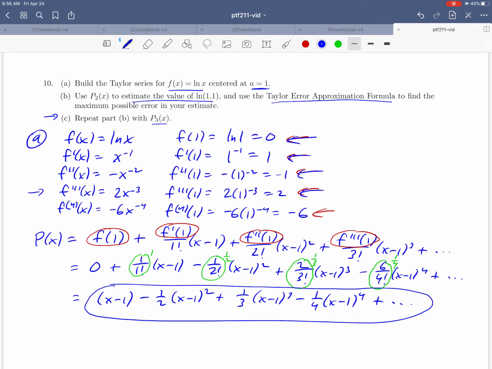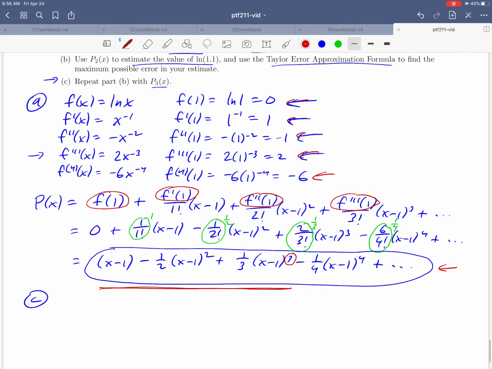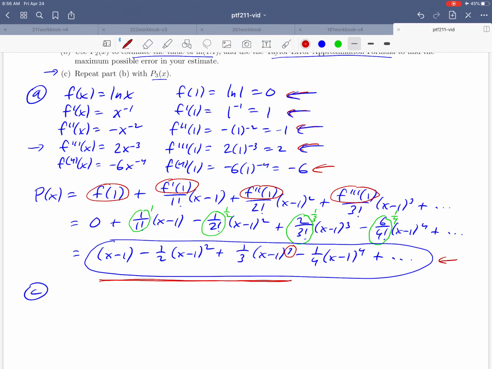All right, so again, P3 of x is the number of terms that we need to take from our Taylor series until we get up to the third power of x. So we need to go from the beginning until there, because we hit the third power of x. So P3 of x is going to be just the part that I've underlined here, those first three terms. The idea then is we want to approximate ln of 1.1.